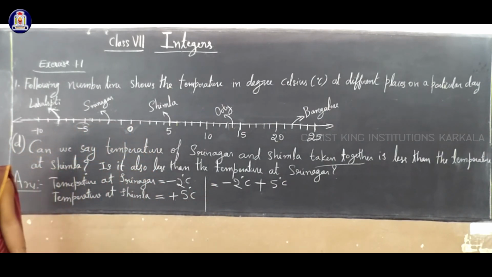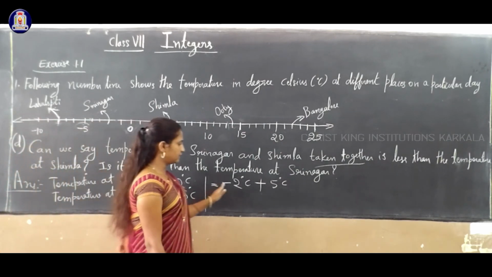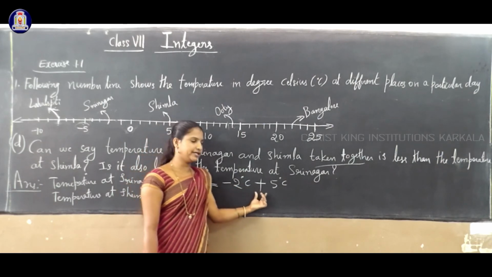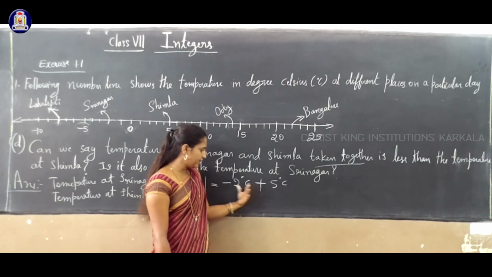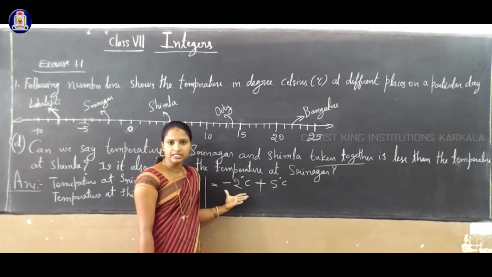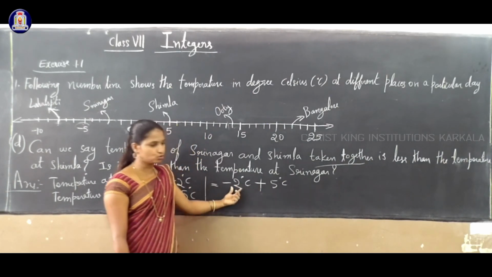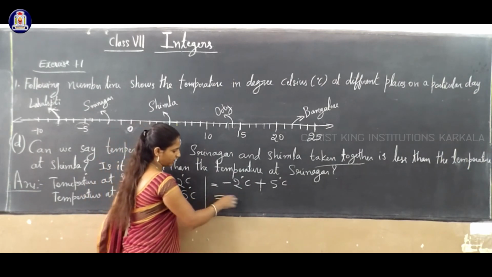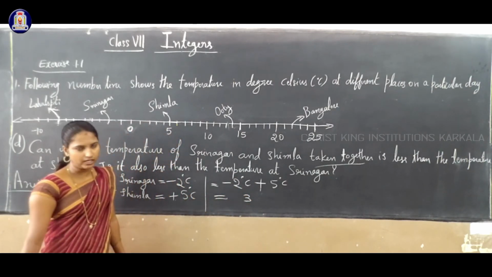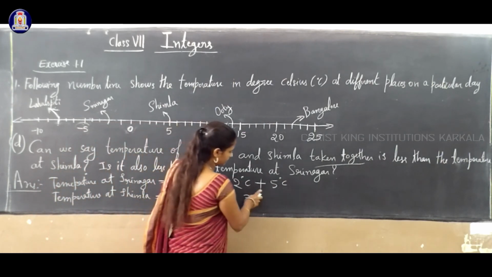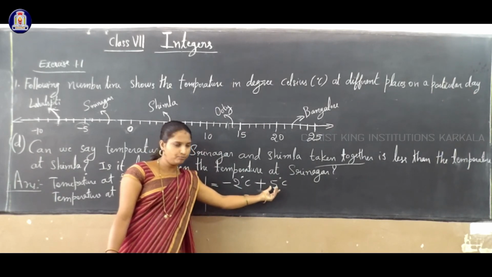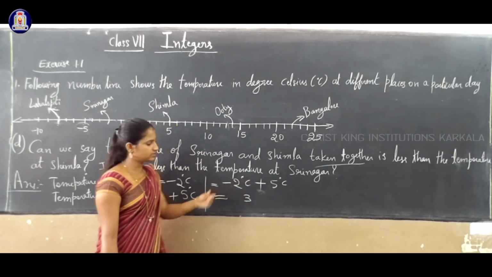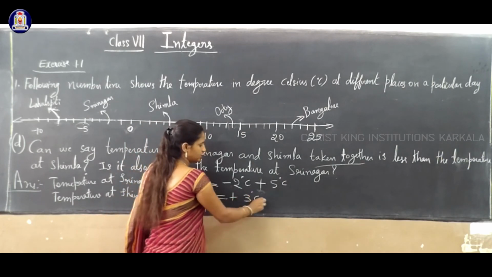In minus 2 plus 5, the signs are different, here minus, here plus. Different signs mean subtraction. So 5 minus 2 is 3. Now for the sign, take the sign of the greater number, minus 2 or plus 5. The greater number is 5, and its sign is plus. So the answer is plus 3 degrees Celsius.